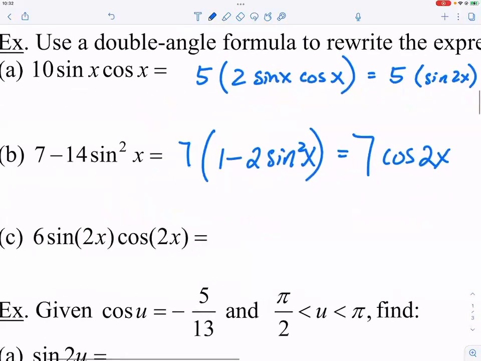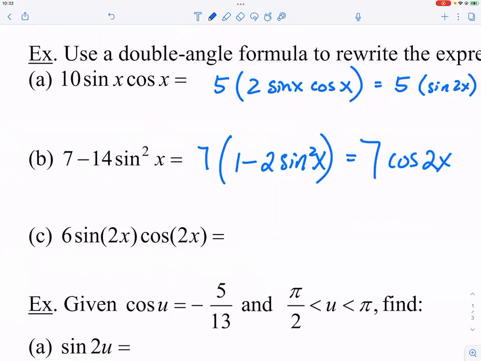All right, now I'm going to let you try part C yourself. It's pretty straightforward. Look at the identity above. It's cosine of 2x, no, cosine square x. Okay, so you have to know your identities, then you know what to do.